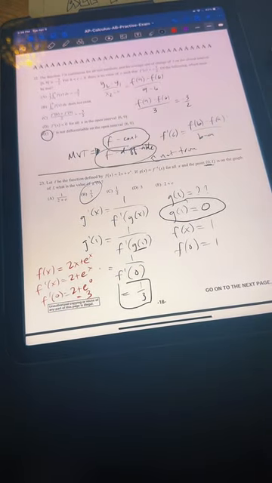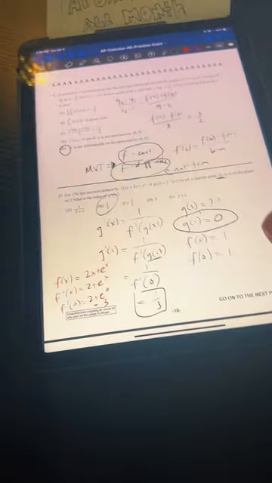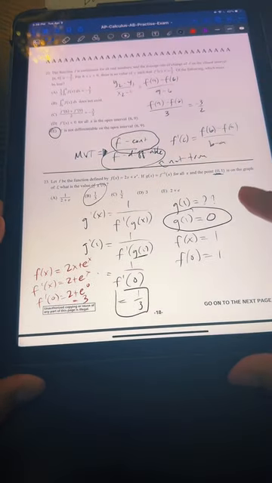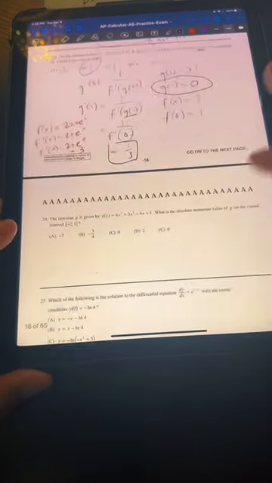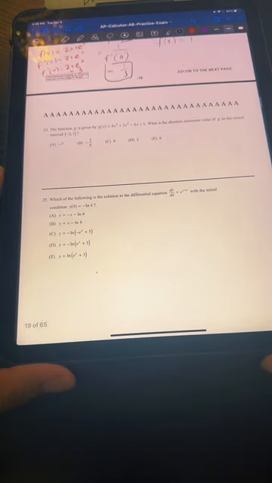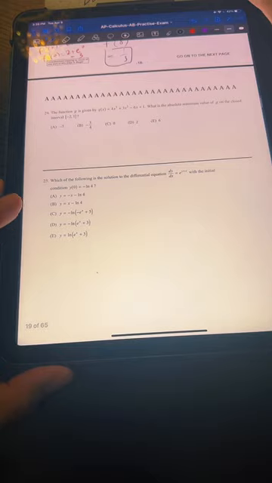Booyah. They're trying to make this difficult on us? Hell no. We're not going to let that happen. We're not going to let them fool us. This is the multiple choice where you can get all your free points. And then the FRQ is where we suffer and where we cry. But not here.